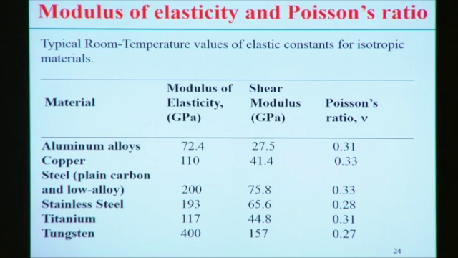And similarly, if we roughly observe the Poisson's ratio, the maximum is 0.33 and the minimum is 0.27 for these materials. And of course, the aluminum alloy has a low modulus of elasticity. That means here the stiffness is specifically less as compared to the other materials.